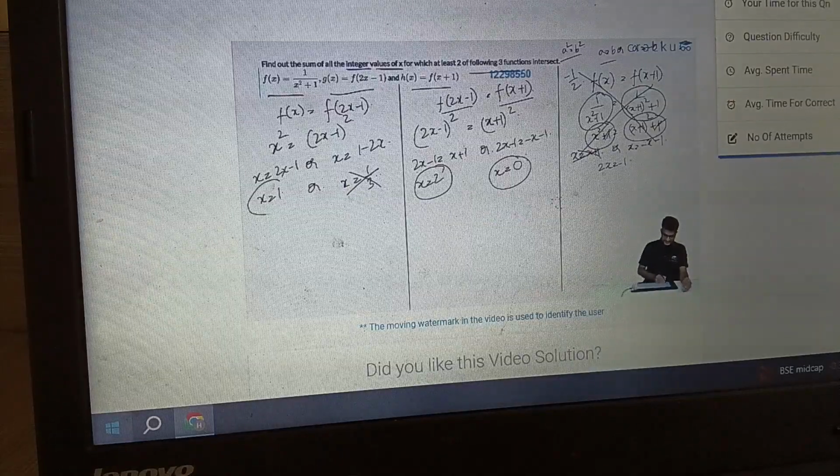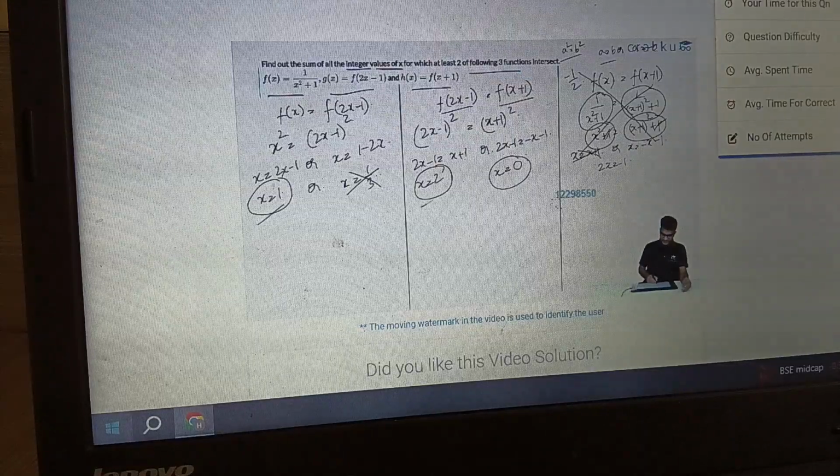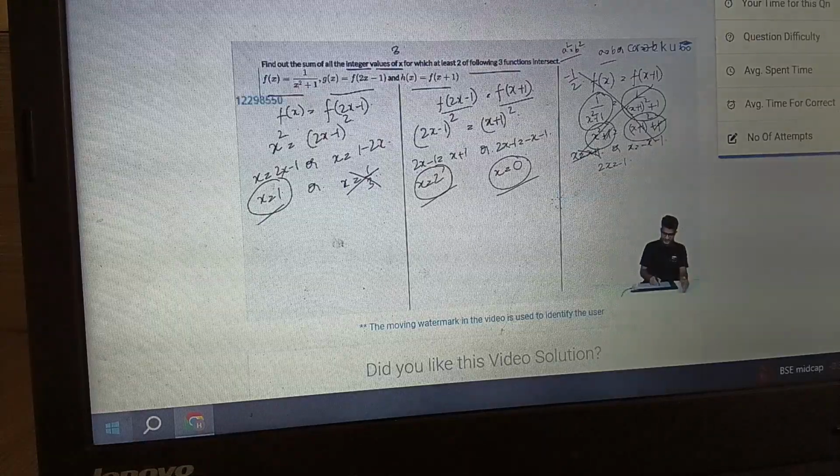So the three integers which satisfy the given condition are x is equal to 1, or x is equal to 2, or x is equal to 0, and their sum is equal to 3. So this will be the answer.